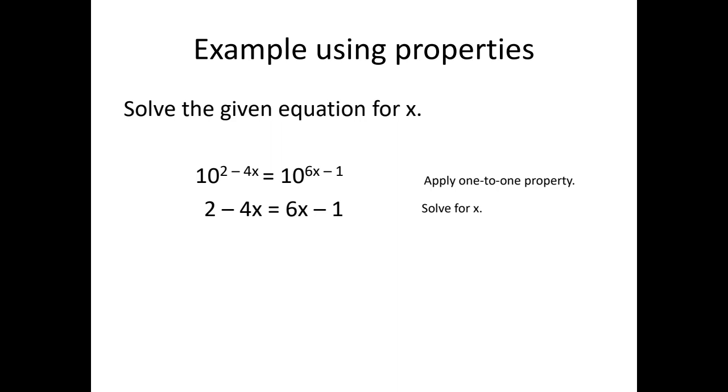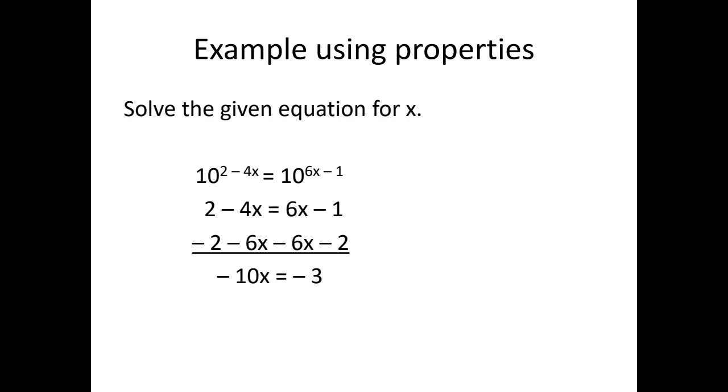Okay, so let's see here. I like to have the variable on the left and anything that is just a number on the right. So on the left side, I want to move this 2 to the other side by subtracting 2 on both sides. And I want to move this 6x to the left side, and I'm going to do that by subtracting 6x on both sides. When I do this, 2 minus 2 is 0, and minus 4x minus 6x is minus 10x. On the right side, we have 6x minus 6x is 0, and minus 1 minus 2 is minus 3.